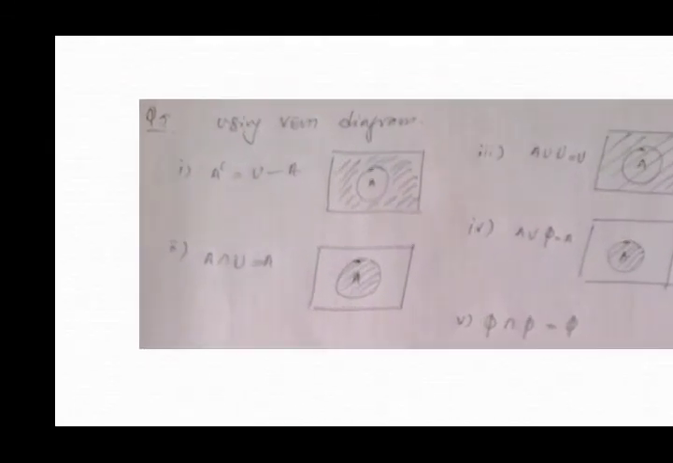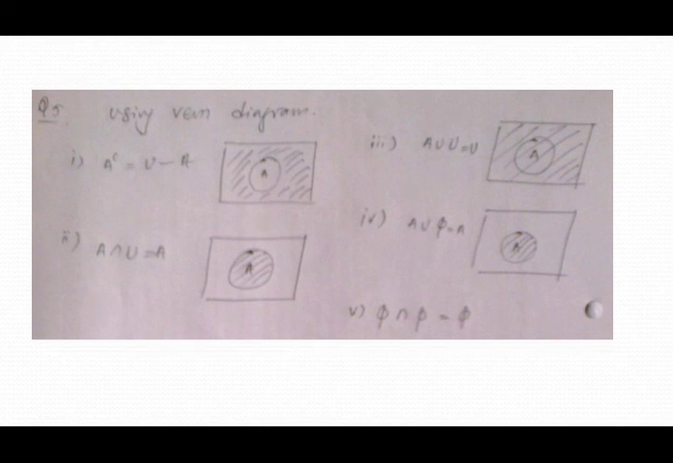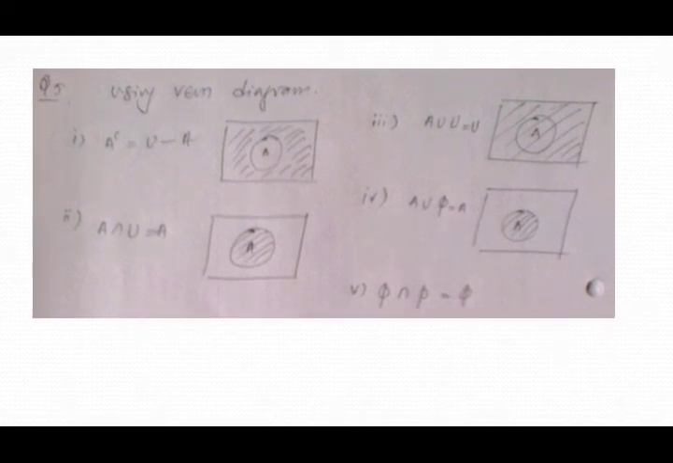Shown by Venn diagram. A complement is U minus A. A complement means the outer side of the circle. A intersection U is equal to A, A union U is equal to U, A union phi is equal to A, phi intersection phi is equal to phi. No Venn diagram.